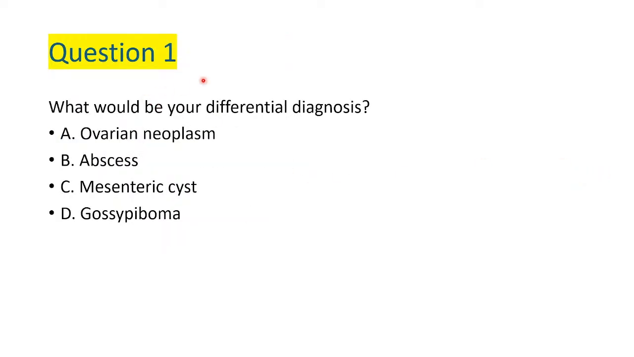So the question that you need to ask, what would be your differential diagnosis? So as a sonographer, as a radiologist, when you get the history of a patient, you must start to have something at the back of your mind. What could it be before you even do the scan? A, ovarian neoplasm. B, an abscess. C, mesenteric cyst. D, gossypiboma.